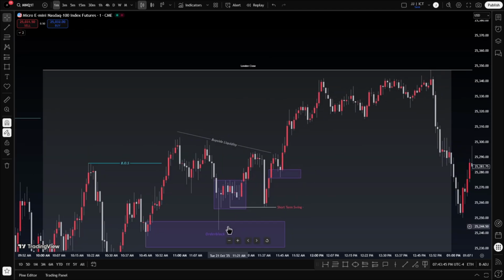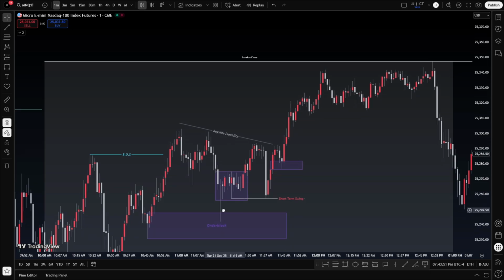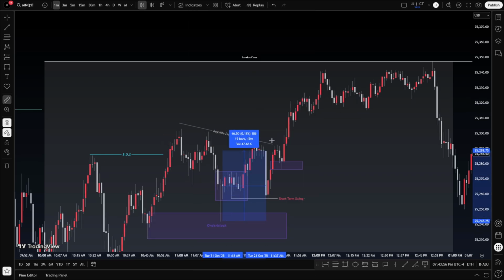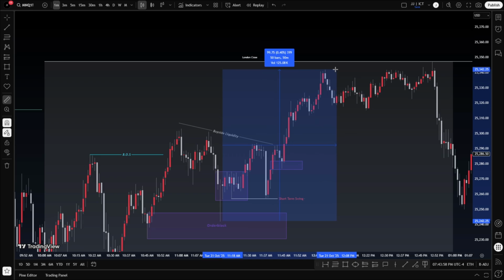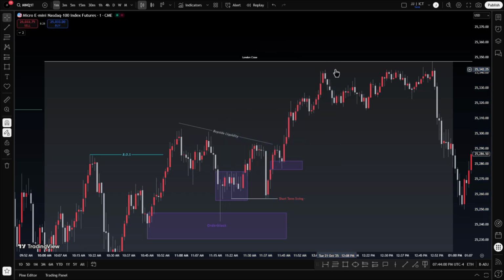Gave you about, let's see, if you were to enter right there at that order block. Hello, if I can, what? Can I not? That's weird. I don't think I can do it. Yeah, it won't let me highlight it. Let me just get the ruler and do it myself. So from here to here, gave you a nice 100 points. So that's pretty decent. 100 points, that's nice.